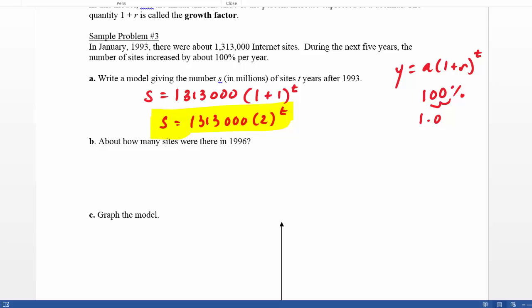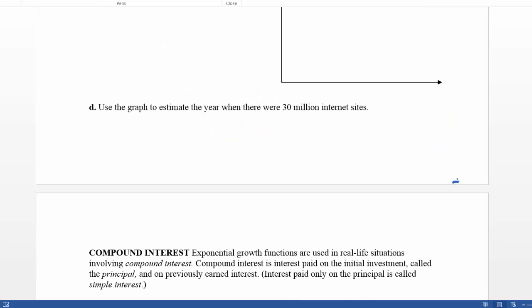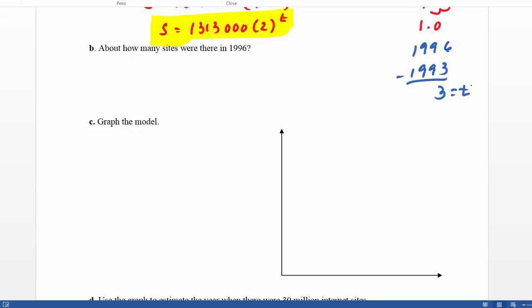Now, we want to know how many host sites were in 1996. Well, if this started in 1993 and we have the t and then the number of years, we actually have to figure out how many years that was. And so there has to be a little bit of work done here first. So we know that 3 years is going to represent our t in this situation, so we're going to say S equals 1.3 times 2 to the third power. And if you put that into your calculator, just 3 years later we had over 10 million websites.